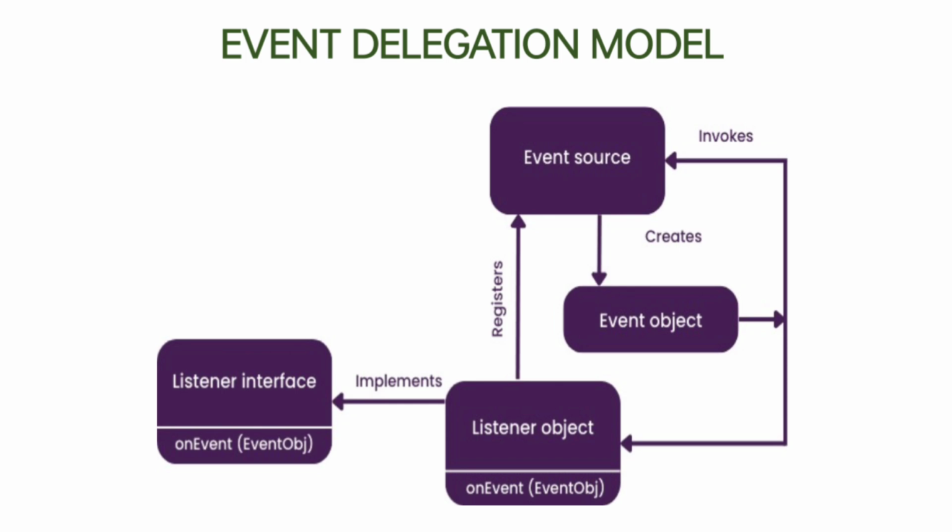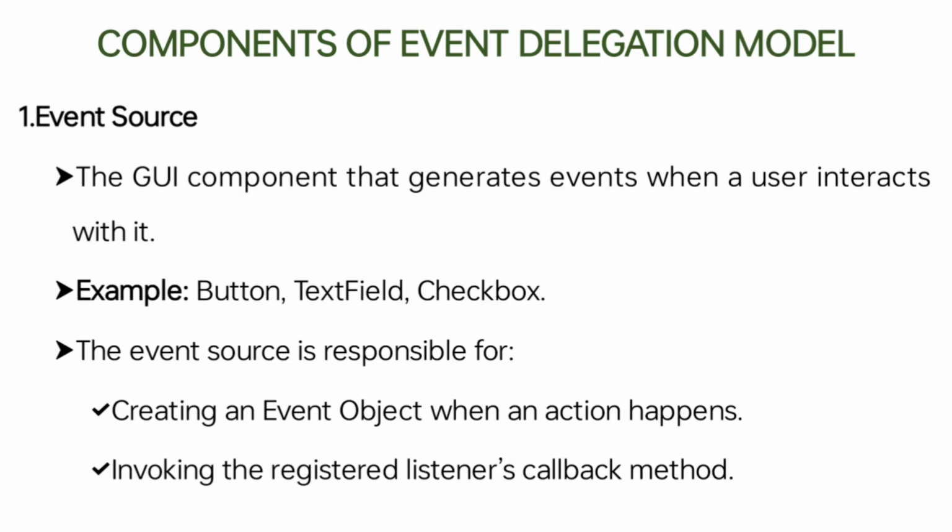This is the process of event delegation model. That means the components of the event delegation model: event source, event object, listener interfaces. First one is event source. This first separates the events when a user interacts with it. For example, button, text field, checkbox.